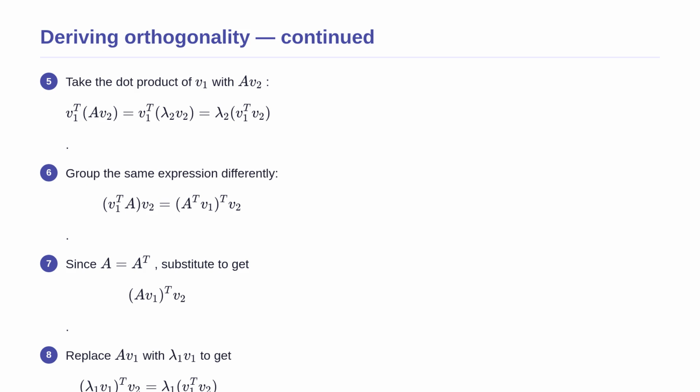Next, we look at the exact same starting expression, but group it differently using standard matrix algebra rules. Because our matrix is symmetric, A transpose is exactly the same as A. This symmetry magic allows us to substitute our first eigenvector equation into the expression, pulling lambda 1 to the front. This connects our steps perfectly for the next phase.